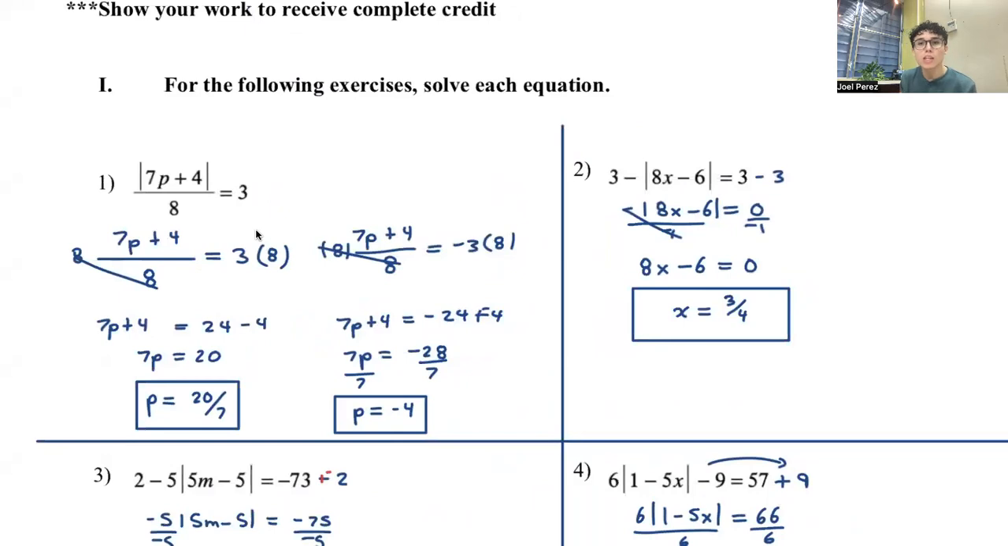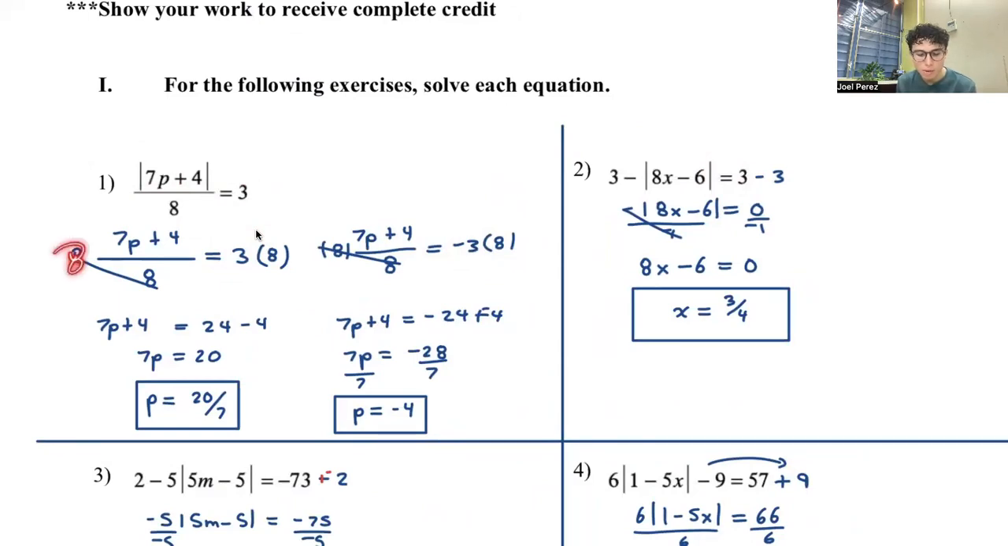Remember, these are inequalities, but with an equal sign. We're going to be working with absolute values with inequality. That's more or less than, like that. So in the first one, we have 7p plus 4 over 8. You just have to use it with the two. You have to put the two sides on +3 and -3. See, one with positive, one with negative. And you just simply solve for p.